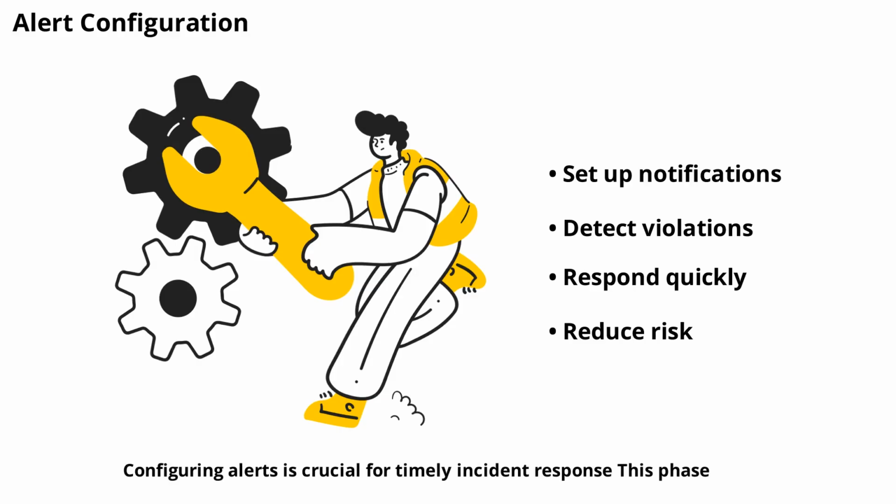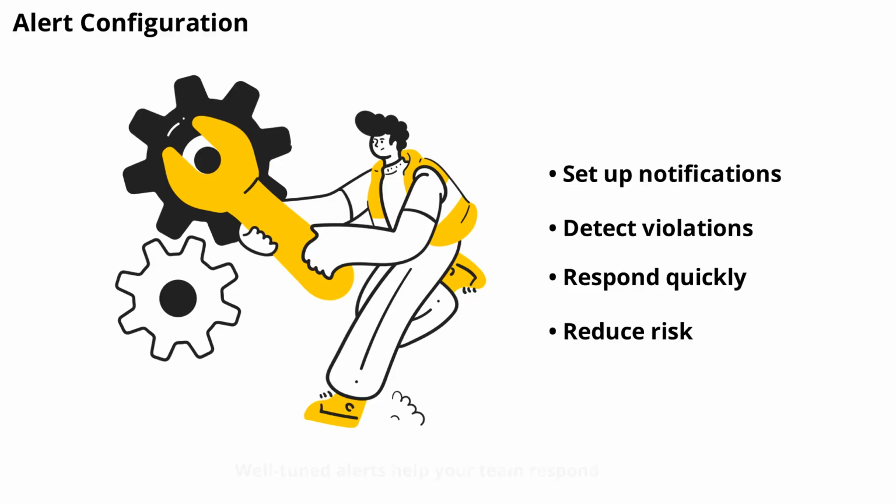Configuring alerts is crucial for timely incident response. This phase, taking 1 to 2 weeks, involves setting up notifications for policy violations and suspicious activities. Well-tuned alerts help your team respond quickly to potential data loss events.